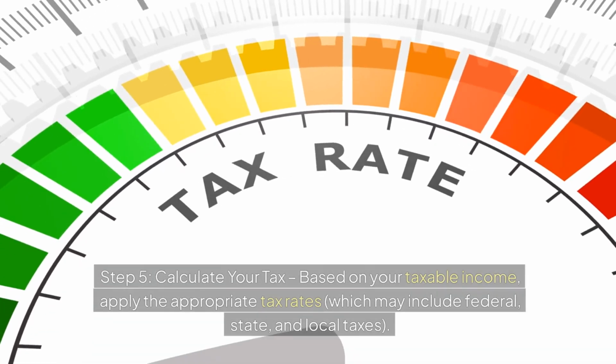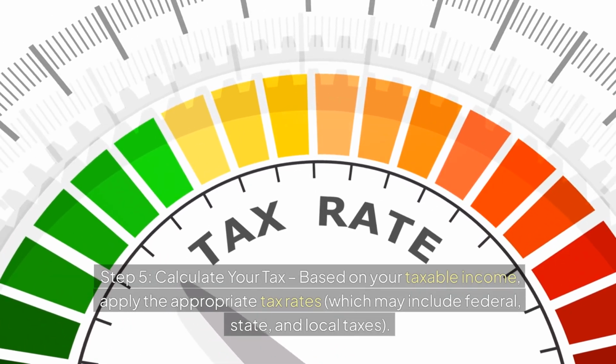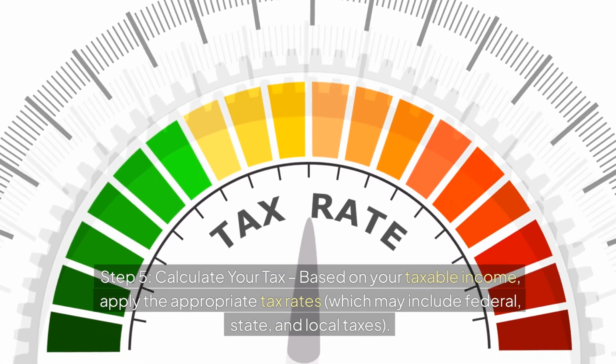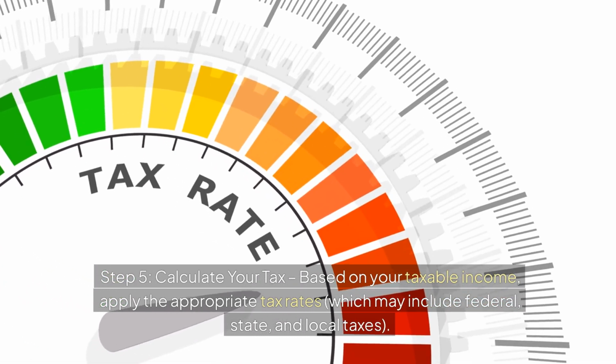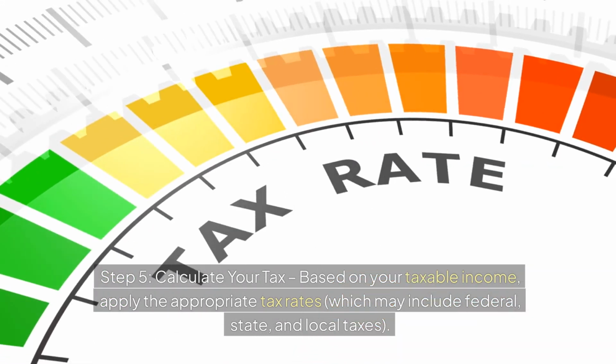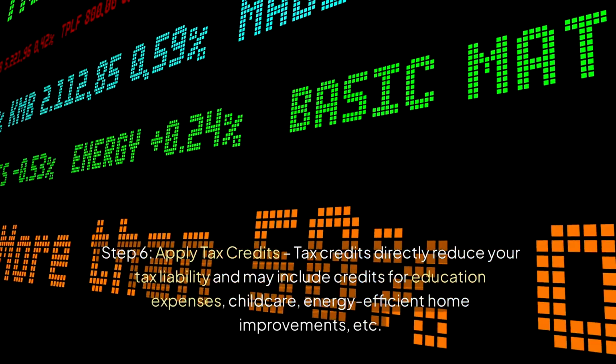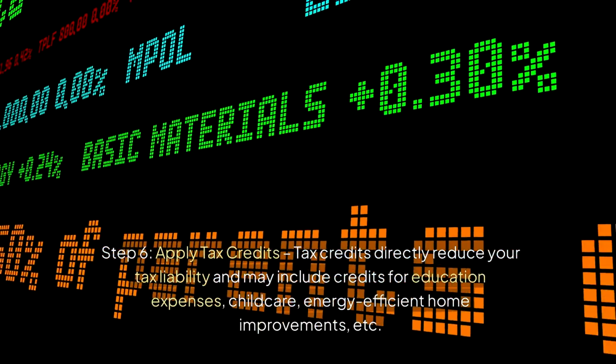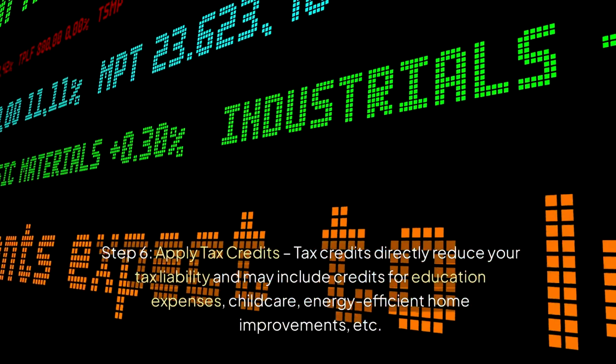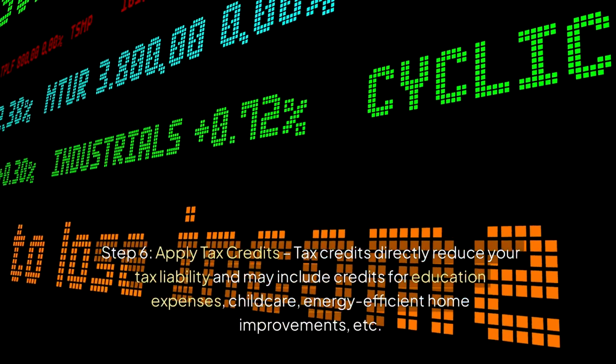Step 5. Calculate your tax. Based on your taxable income, apply the appropriate tax rates, which may include federal, state, and local taxes. Step 6. Apply tax credits. Tax credits directly reduce your tax liability and may include credits for education expenses, childcare, energy-efficient home improvements, etc.